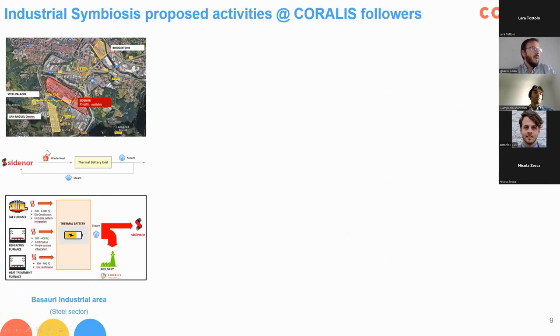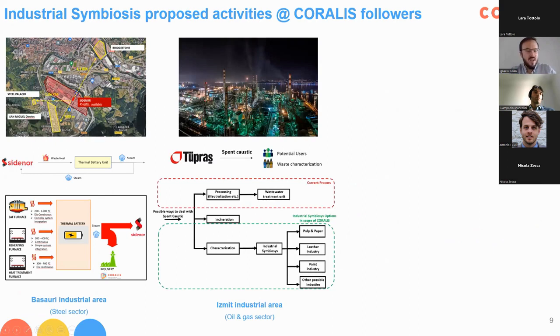Okay, these were the demo cases, and then the followers are Sidenor, as mentioned. They want to take advantage of this waste heat in order to store it in thermal batteries and produce steam for themselves, for other industries, but also for district heating in the municipality that is nearby. Then we have Topraz, one of the biggest oil and gas companies in Turkey, that has an enormous flow of spent caustic, so ammonia, that can be used for urea production in a nearby fertilizer industry, but they also have large amounts of CO2 emissions.